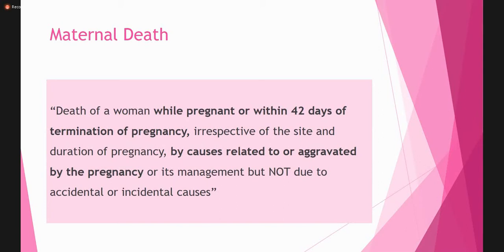So this is how the maternal death or death of a mother is defined: if a female dies while she is pregnant or within 42 days of the birth of a child, then this is called maternal death, and the cause should be related to the pregnancy, not by accident or incident. And this is the definition, and the formula for how we calculate the maternal mortality rate is also calculated in the same way. I'll tell you further in the lecture.